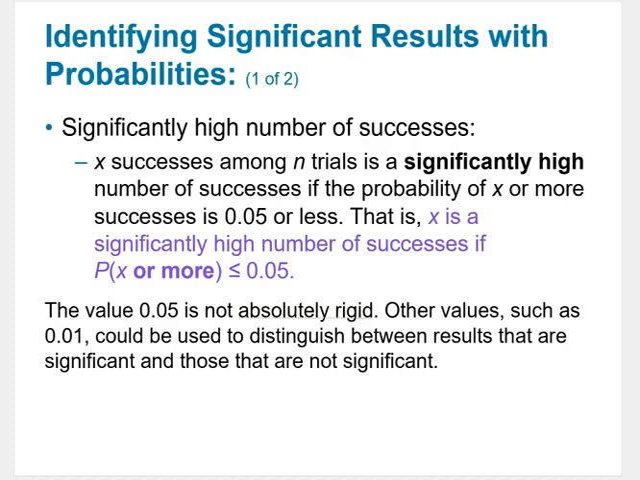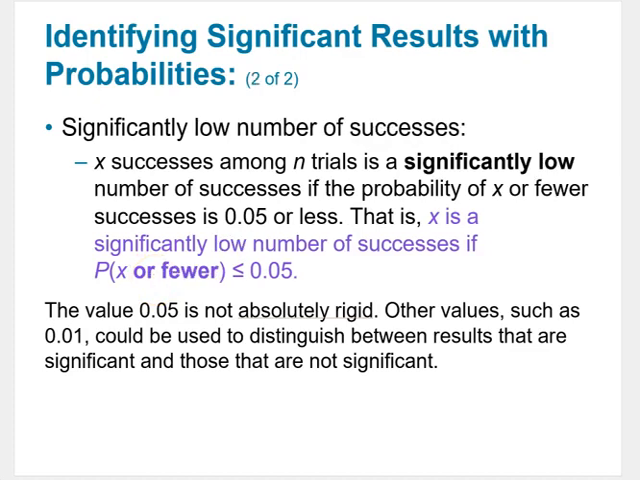If you are looking for a significantly high number of successes in your trials, it's considered significantly high if the probability of X or more successes, and that's the big thing, is less than 0.05. And 0.05 is not rigid. It could be 0.01 depending on what you're doing, but it's X or more. Just keep that in mind.